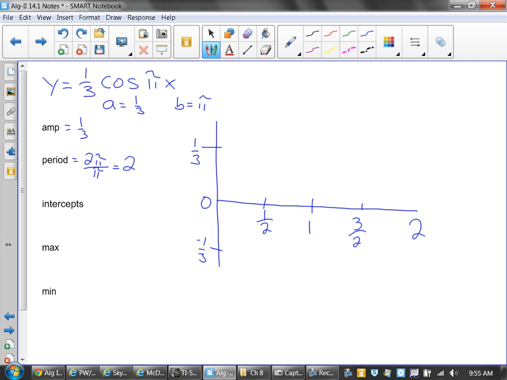Where does cosine start? Does it start at 0 or your A value? A value. So you start at your A. Go through your cycle. There's one period of cosine with a funky A and a funky B.